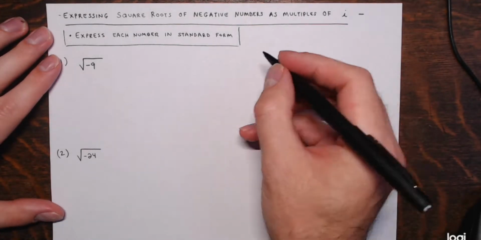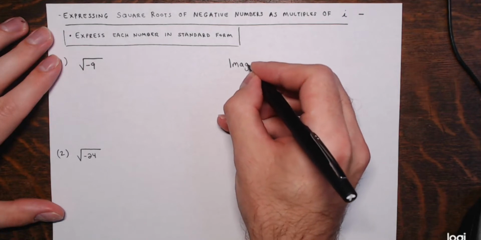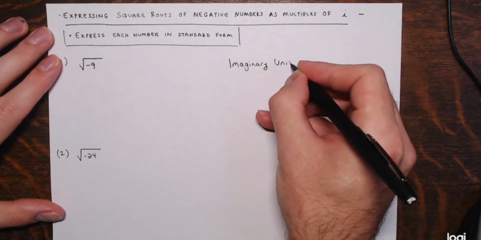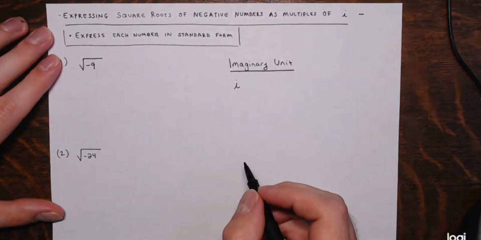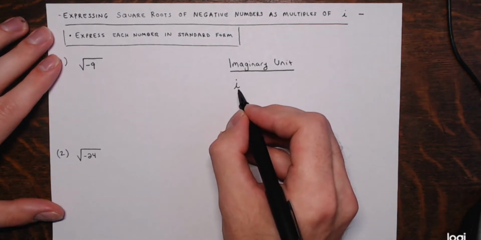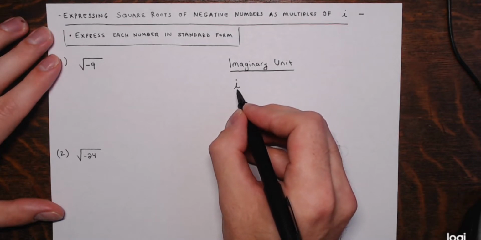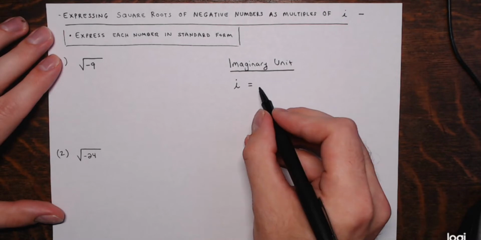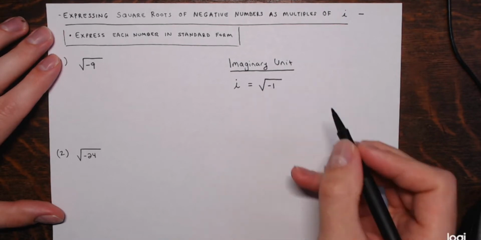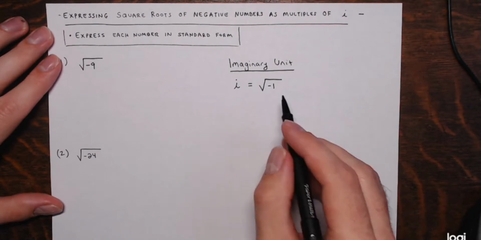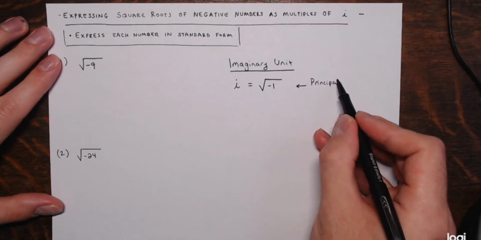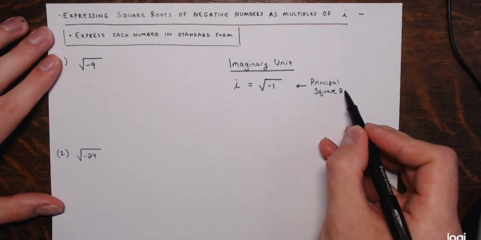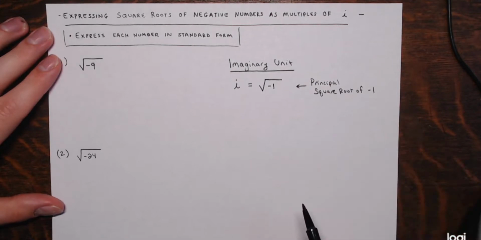But first we have to be introduced to something called the imaginary unit. This is the number I. Now I know it's a letter in the English alphabet, I get that. But in mathematics, I is a symbol for a number. And this number is the principal square root of -1.